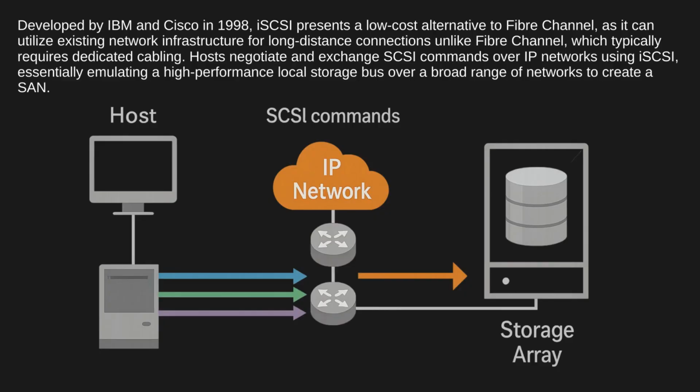Developed by IBM and Cisco in 1998, iSCSI presents a low-cost alternative to Fibre Channel, as it can utilize existing network infrastructure for long-distance connections, unlike Fibre Channel, which typically requires dedicated cabling. Hosts negotiate and exchange SCSI commands over IP networks using iSCSI, essentially emulating a high-performance local storage bus over a broad range of networks to create a SAN.